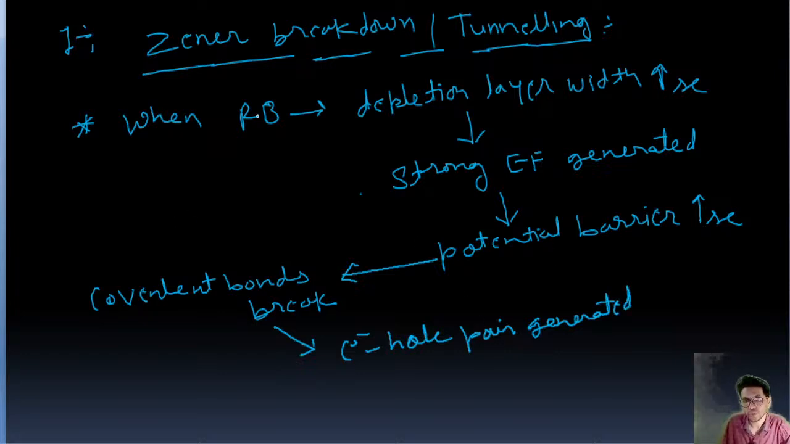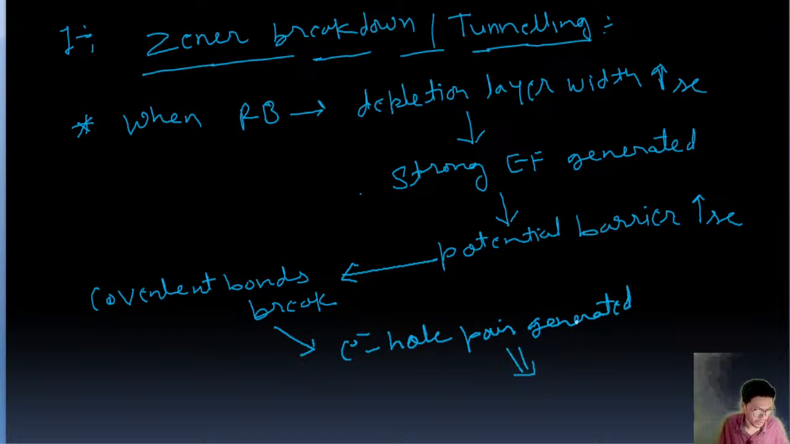Okay, so I'm explaining Zener breakdown, right? In Zener breakdown, the diode is in reverse bias. Because the diode is in reverse bias, the depletion layer width will increase, right? And this means a strong electric field is generated, and that means the potential barrier increases. Potential barrier increase means the covalent bonds break, and because of that electron hole pairs will generate. And this means the current will flow, right?